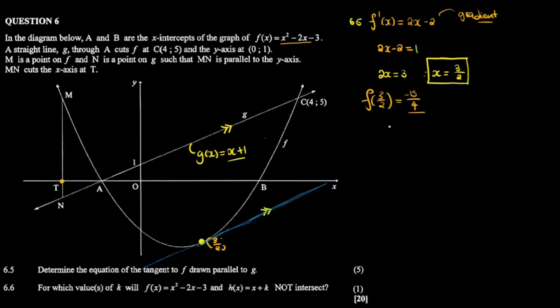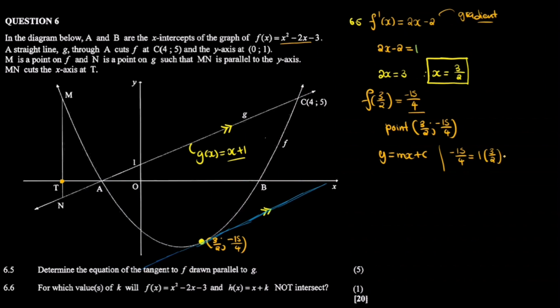So we know that the point of tangency is 3 over 2 and negative 15 over 4. Now that we have this and we have the gradient of this tangent line, we can solve for c. Remember, the equation of a straight line is y equals mx plus what? Plus c. We can substitute these points. We know y is negative 15 over 4, which equals, we know the gradient is 1, and we know the value of x, it's 3 over 2.